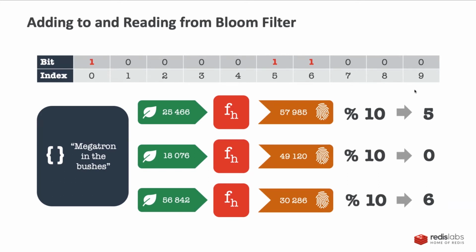To read from that Bloom filter, we go through exactly the same process. We put Megatron in the bushes, we get our numbers, we get our 5, 0, and 6, and we look at all those indexes in the array, and we AND them all together. If they're all ones, then hooray, Megatron in the bushes is in the Bloom filter, probably. If any of them are zeros, we know that it was not in the Bloom filter because nothing could have come in to set it.